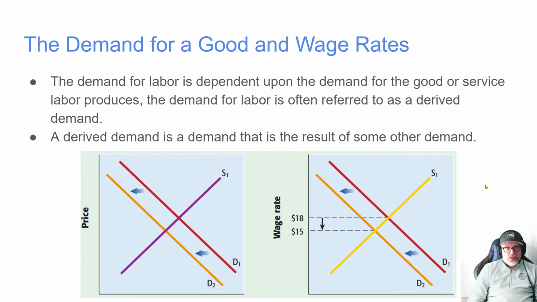So just like with supply and demand before, we have shifters that will shift things to the left and to the right, and that will affect the wage rate. So the demand for labor is dependent upon the demand for the good or the service that labor produces. The demand for labor is often referred to as derived demand, and a derived demand is a demand that is the result of some other demand.